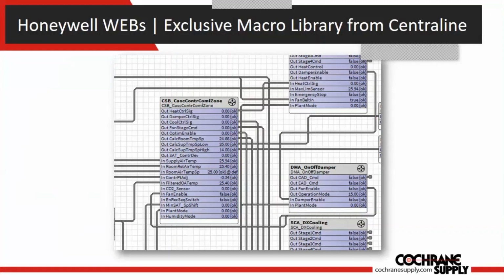The idea or the intent behind the macro library is to provide the programmers and commissioners the ability to configure these projects and get the program loaded into the controllers, get them commissioned, and get off the job quicker so that you can get on to the next one. The idea is to make the programming and installation team more effective and more efficient in their jobs and fulfilling these projects so they can get onto the next one a little faster.